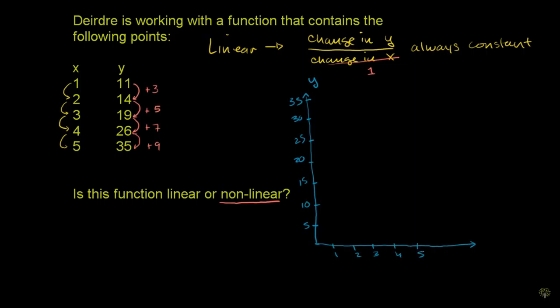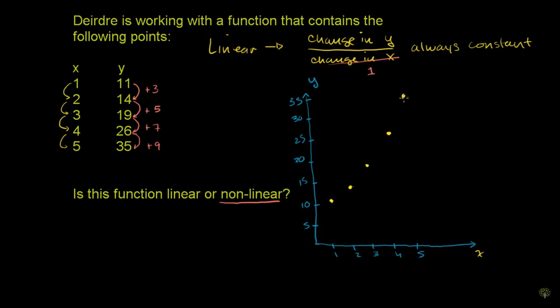And so let's plot these points. So the first point is 1, 11. When x is 1, y is 11. This is our x-axis. That's right about there. When x is 2, y is 14. That's right about there. When x is 3, y is 19. Right about there. When x is 4, y is 26. Right about there. And then finally, when x is 5, y is 35.